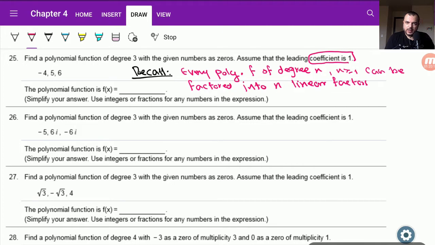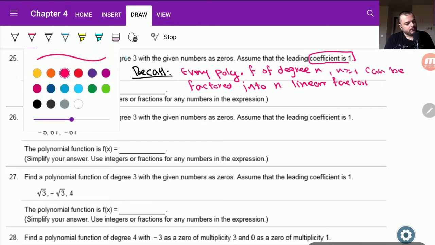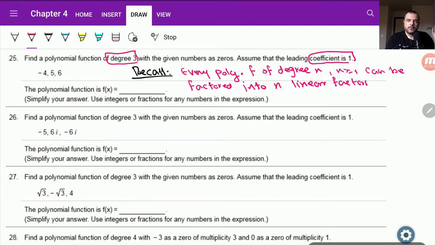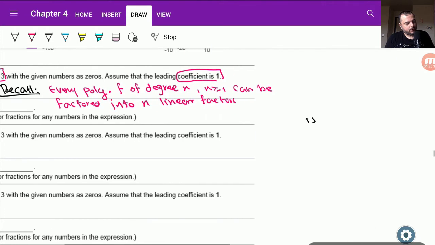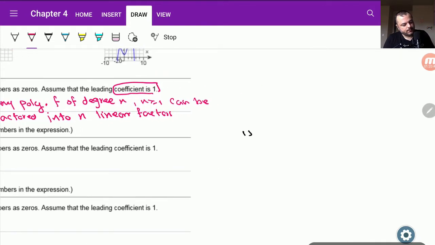We can have x minus 1 times x minus 1 times x plus 2 times x plus 3, etc. Okay, so now we have a degree 3 function. A degree 3 function can be written as a product of 3 factors, because we have a polynomial of degree 3.